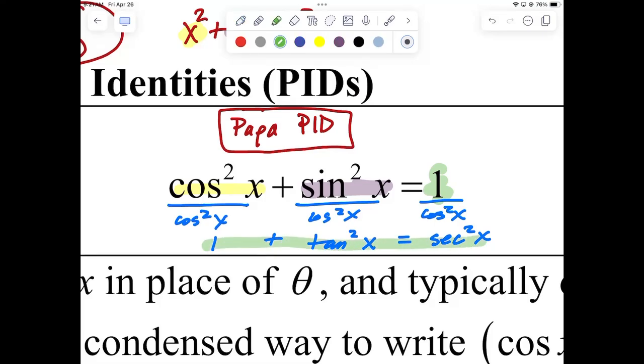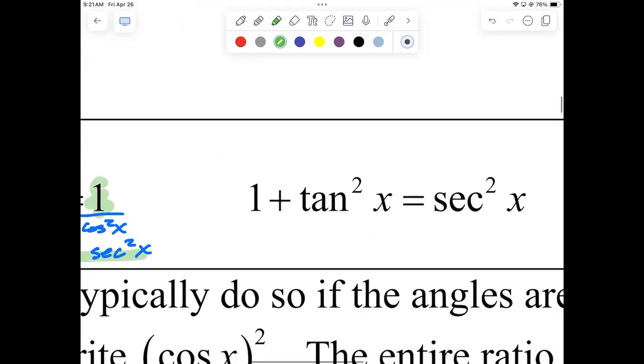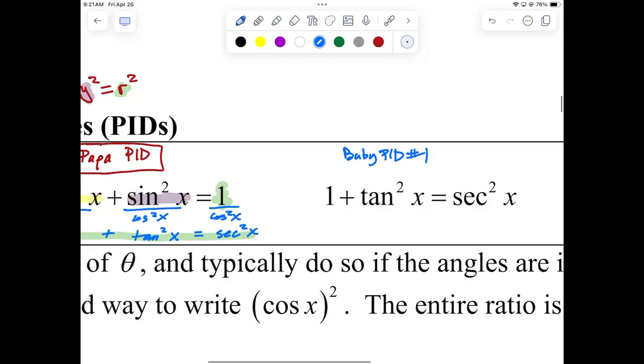1 plus tangent squared of x equals secant squared of x. There's your baby pid number 1. He comes from Papa Pid, asexually. Asexual reproduction.